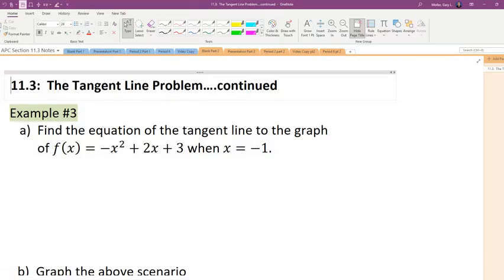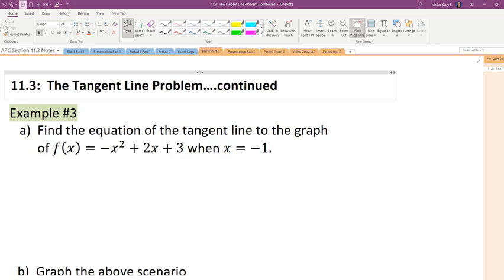All right, in this video, we're going to continue talking about section 11.3. This is part 2. So we're going to continue talking about tangent lines to curves. And so here we just have another example of us finding the tangent line to a graph.